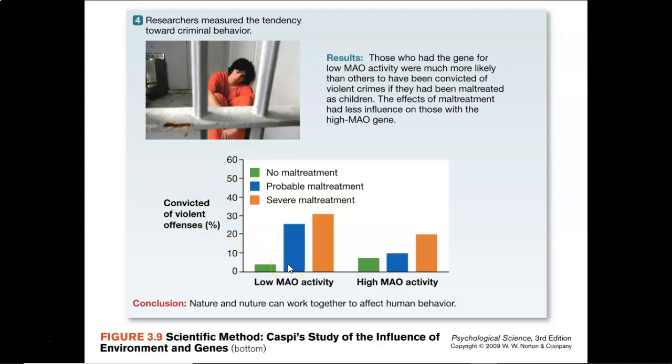As you can see, those children maltreated, probable to severe maltreatment during childhood, who had a low MAO, were significantly more likely to be convicted of violent offenses, whereas those who had high MAO activity, most of these subjects were not committing as many violent offenses. This gives us a look at the genetics of aggressive behavior, because again, these are violent offenses.